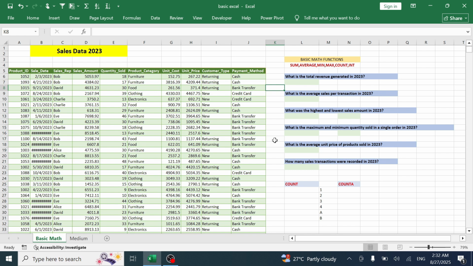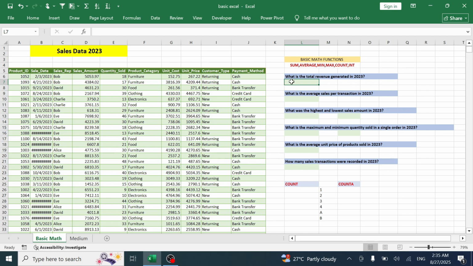So I'm starting with the very basic ones like sum, average, min, max, count, int. You already know it is a sales data set for 2023. So we have some questions we need to solve. The first question is, what is the total revenue generated in 2023? So here we need to use the sum function with the sales amount column.